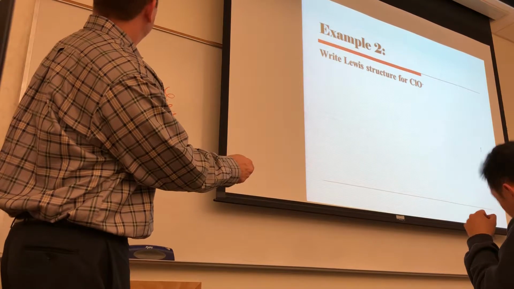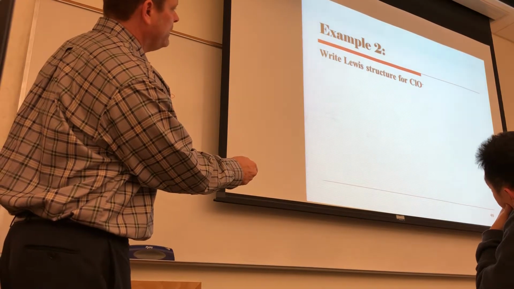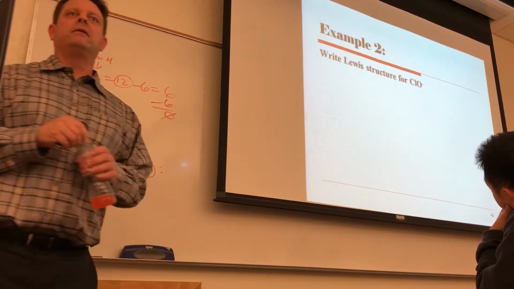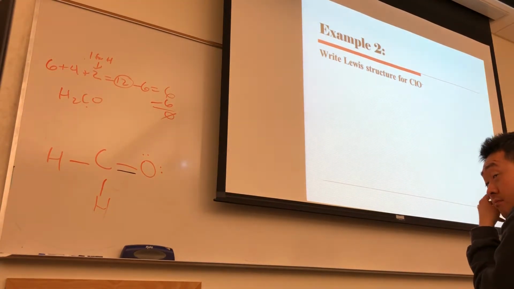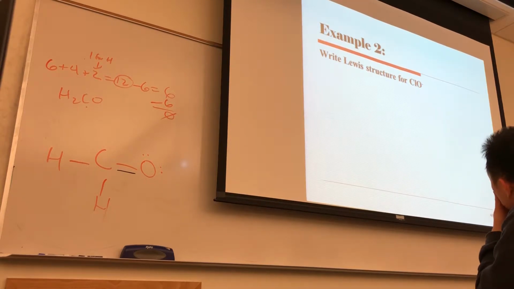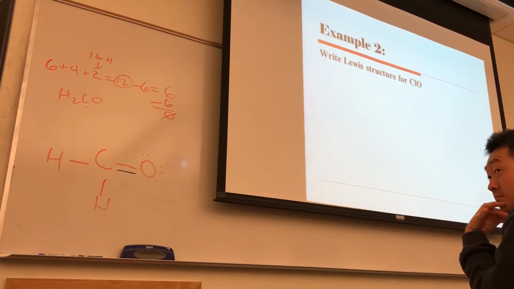Okay, one other one I'll do here, this one has what? A negative charge, that's important. That basically means it's an ion. What do I do with ions? You add electrons in this case?